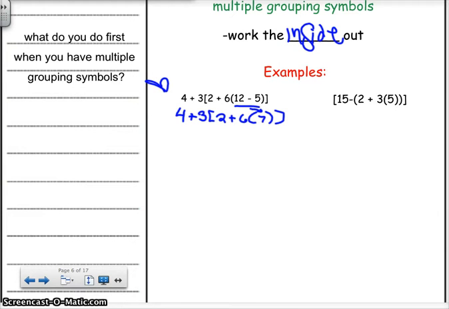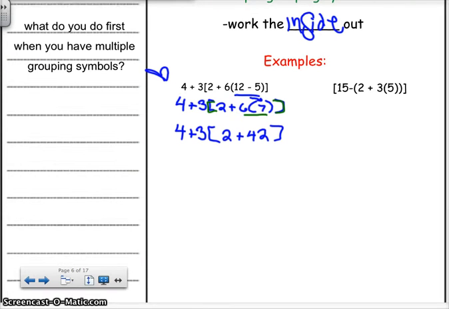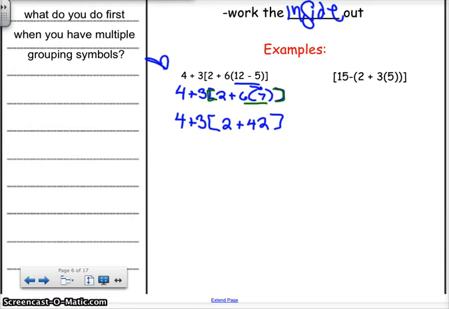Okay, so now I still have the grouping symbols of my brackets. You need to follow order of operations. So I see that I have multiplication inside, so I have to do that multiplication first. So I'm going to rewrite this as 4 plus 3 bracket 2 plus 42. In each step, it's getting nicer and nicer. It's still a lot going on, but I'm breaking it down. I'm simplifying it. I'm taking something really long and trying to make it look simpler. Okay?